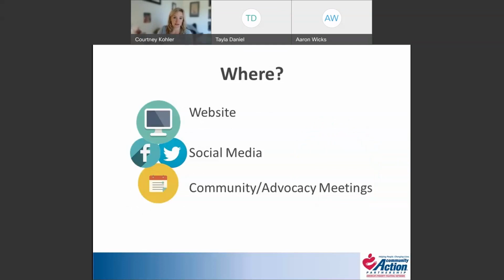Where, of course, website, social media, community and advocacy meetings, taking materials to them and distributing it. You might even take it to partner organizations, depending on if there's short infographics that you want distributed. There's lots of different ways you can get these out and lots of different formats that you can get your information and data out as well.